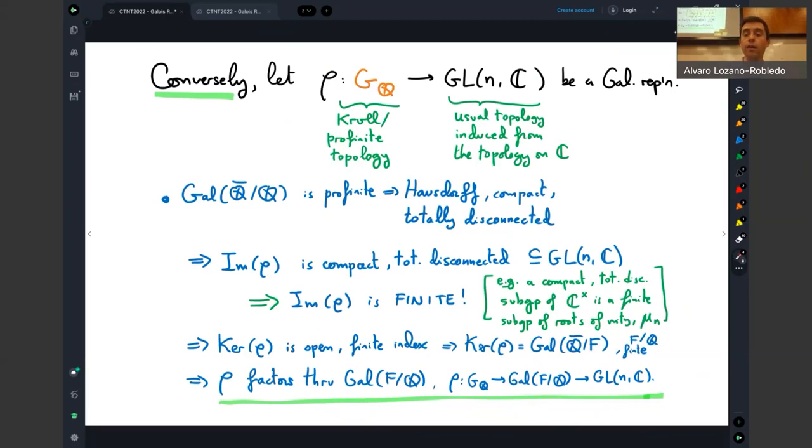And therefore, the Galois representation factors through the Galois group of F over Q. So it is actually of the form we described before. It goes from the Galois group, restricts to the Galois group of F over Q, and then goes to GLN. So if you look at this piece, that is a representation of the finite group Galois of F over Q. So they are all of that type that we described before. They all come like that. So whether you think this is exciting or not depends on whether you think that representations of finite groups are exciting or not.